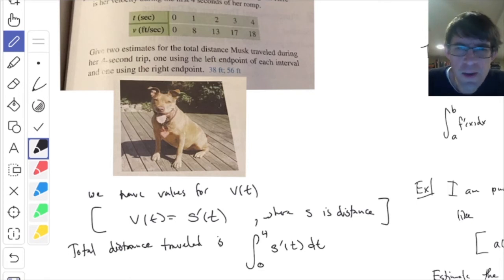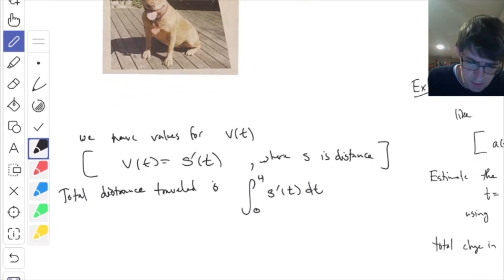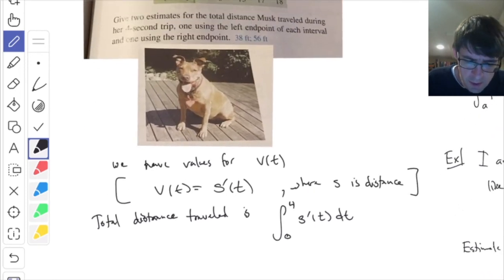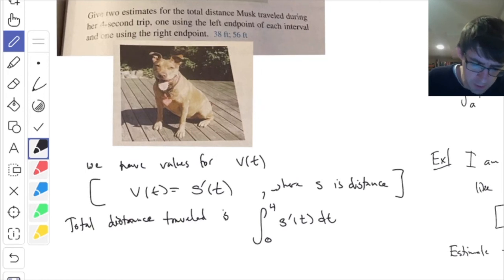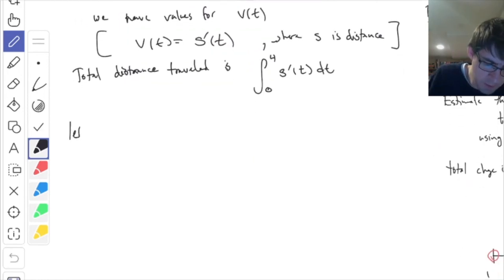The question is, how do I work with a table rather than a graph? When I did the one in the video, I used a graph. Here you just have a table of numbers. It's not a big deal. Let's just try and do it. It says our job is to give two estimates, one using the left endpoint and one using the right endpoint. So let's do the left endpoint first.